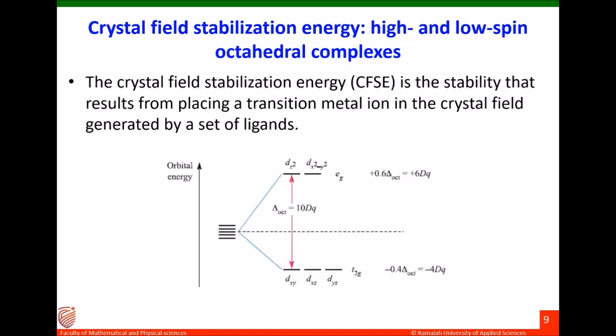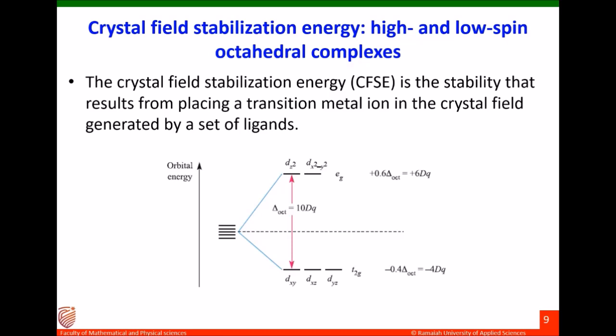Now you can see the splitting of the d orbitals, and we know that the splitting in an octahedral field happens like this: dxy, dxz and dyz, which we name the T2g orbitals, and dz square and dx square minus y square, which we term the Eg orbitals. The difference in energy we call delta octahedral.